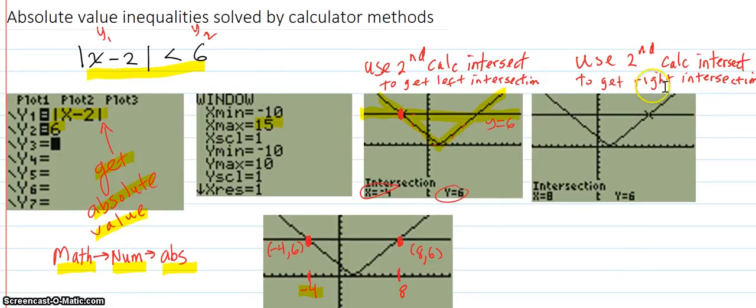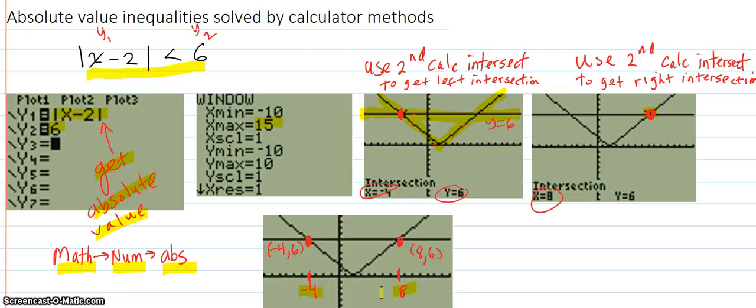Okay, then we do the same thing, but this time we get the right-hand intersection point in a similar way, by getting close to the point and doing the second calc intersect, pressing enter, enter, enter, and it finds x equals 8, and I mark that down on my paper like this, and I get this picture going. Label the points, and I have my numbers.